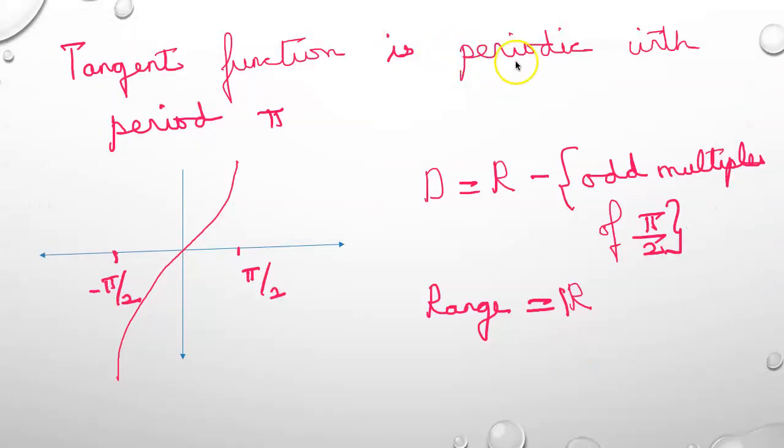The tangent function is periodic with period pi. So this is a graph of the tangent function. Now the domain is R minus odd multiples of pi by 2 because tan pi by 2 is infinity, so it cannot have a value at pi by 2. That's why we draw the graph like this, going upwards and going downwards. And the range is R. The graph doesn't end.